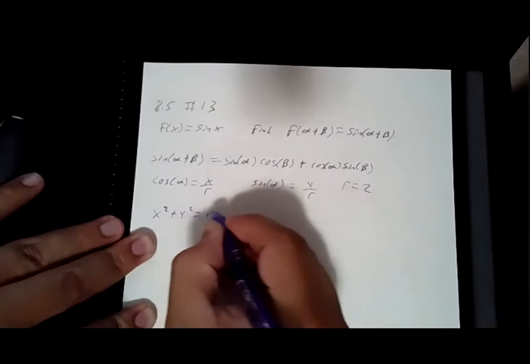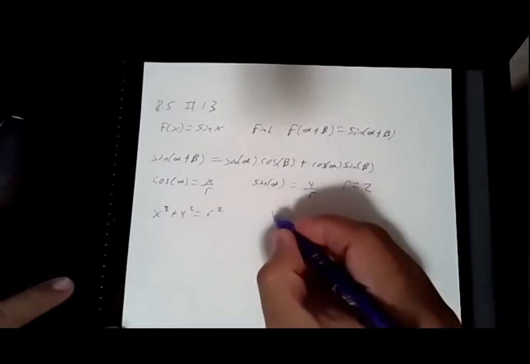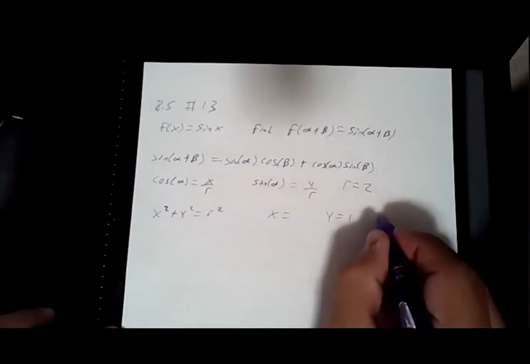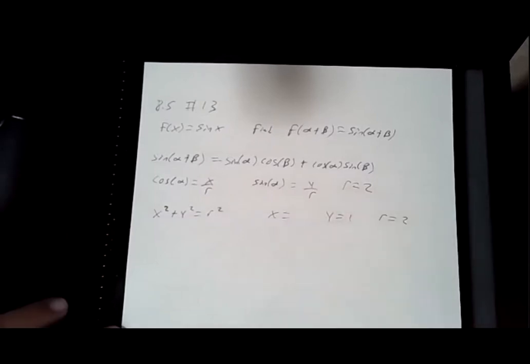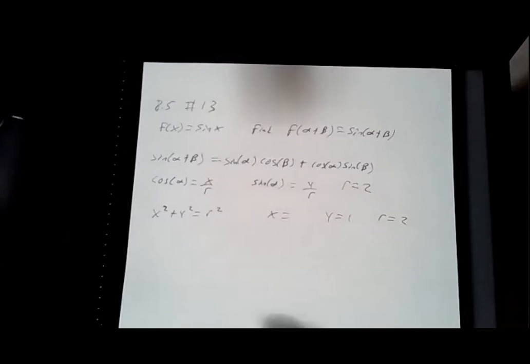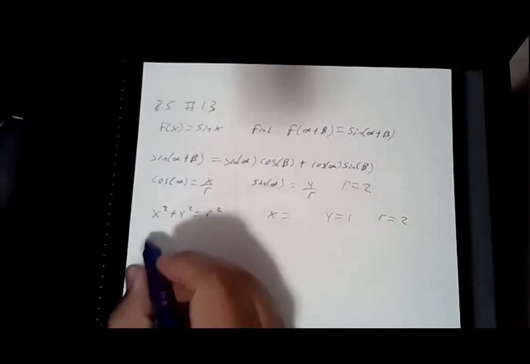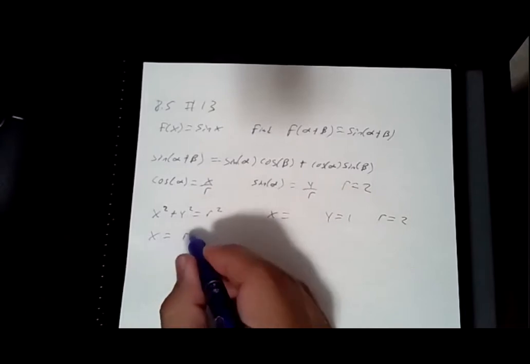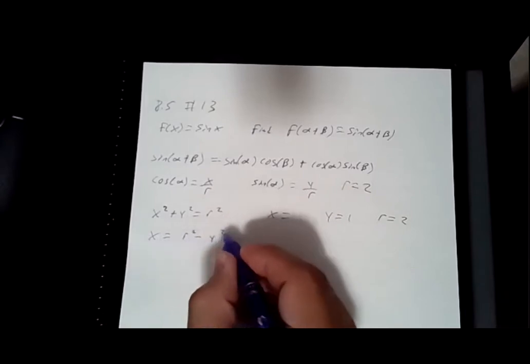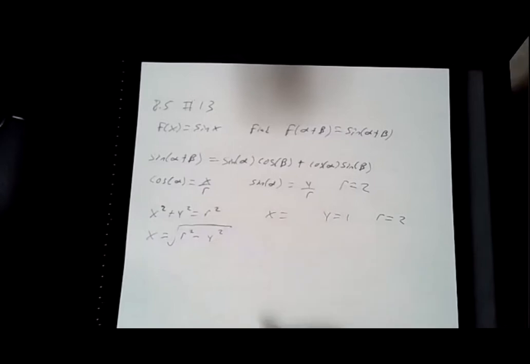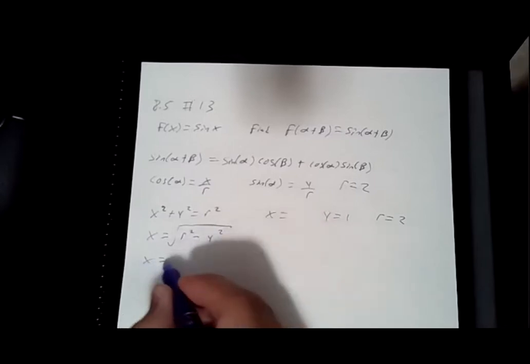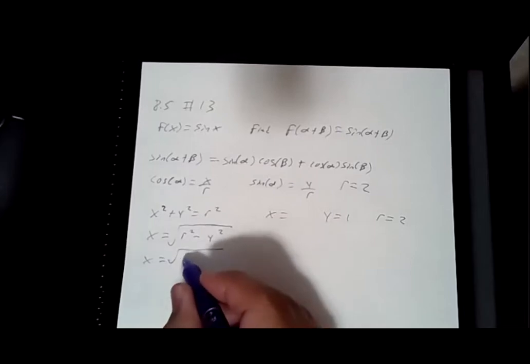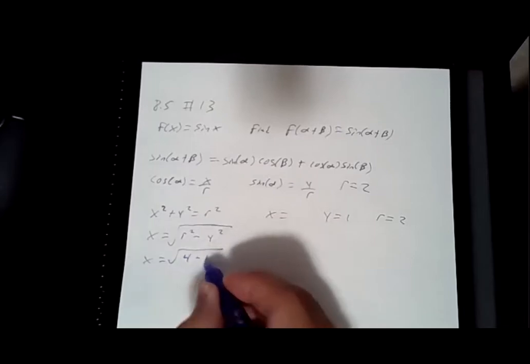So we're going to use this formula. We don't know x, but we do know y is 1. We know R is 2. So x would equal the square root of R squared minus y squared, which would be the square root of 4 minus 1.